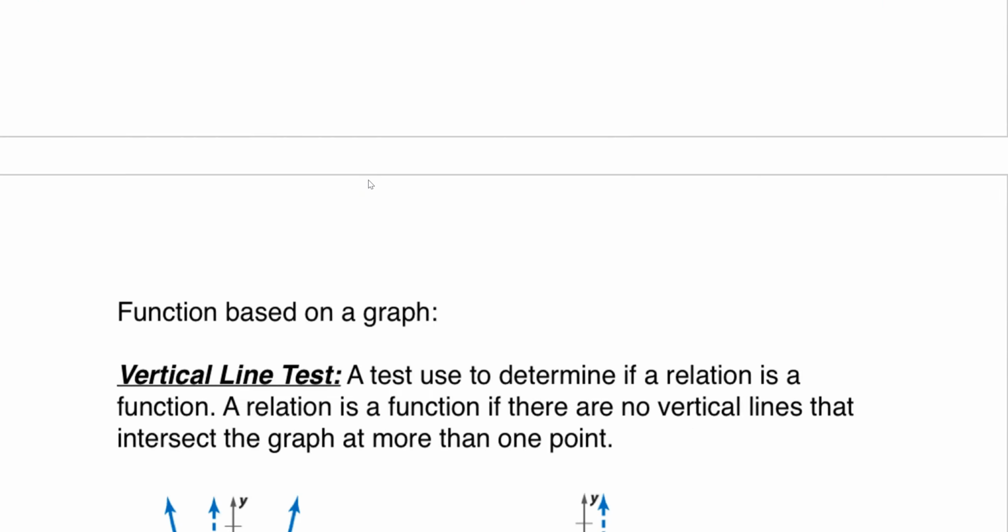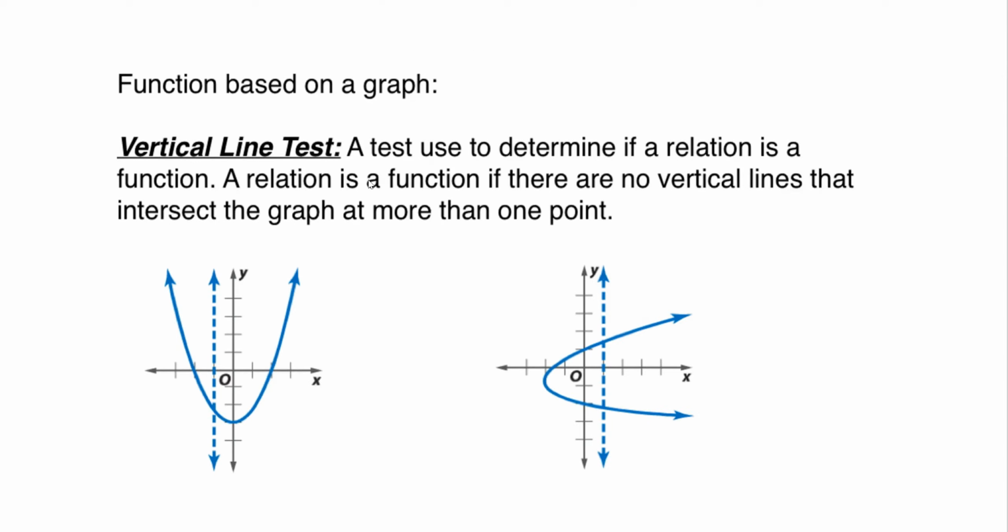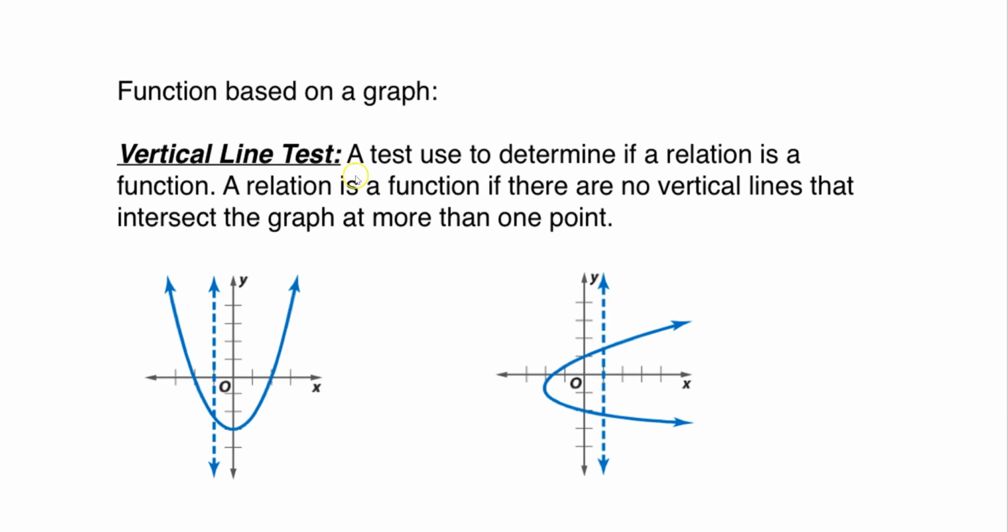Next, what if I give you a graph? If you want to tell whether something is a function based on a graph, we do what's called a vertical line test. The general idea is this. You draw a vertical line. If you hit the graph only one time, then you pass. So it's a function.